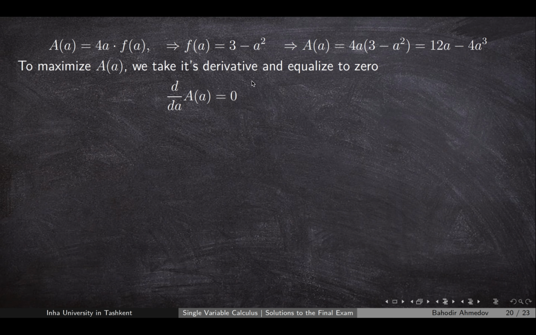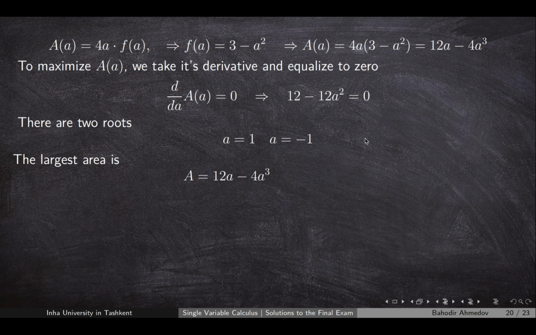In order to do this, we need to take the derivative of this function with respect to a and equate this to 0. If you take the derivative, it's going to be 12 minus 12a squared. If you equate this to 0, you're going to get two solutions for a. It's going to be 1 and minus 1. And the maximum area is reached at a equal to 1.